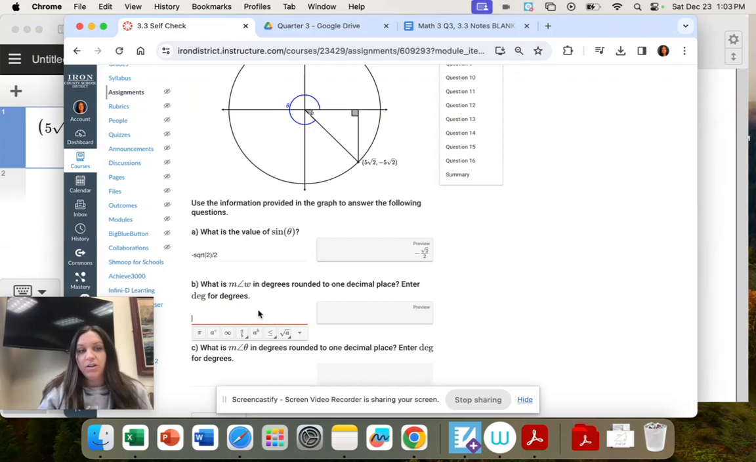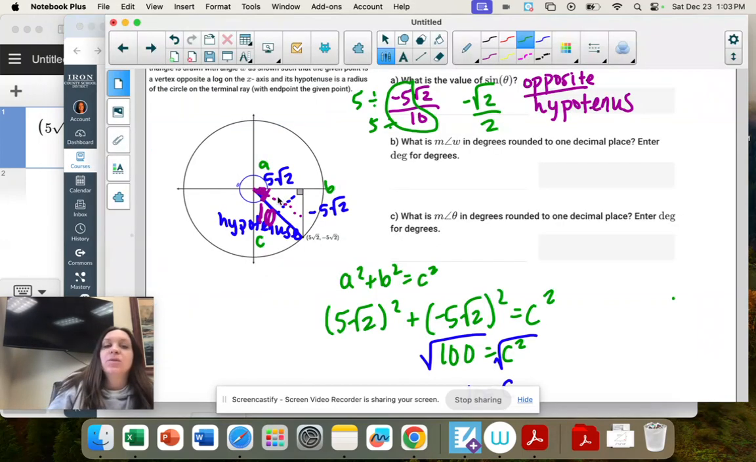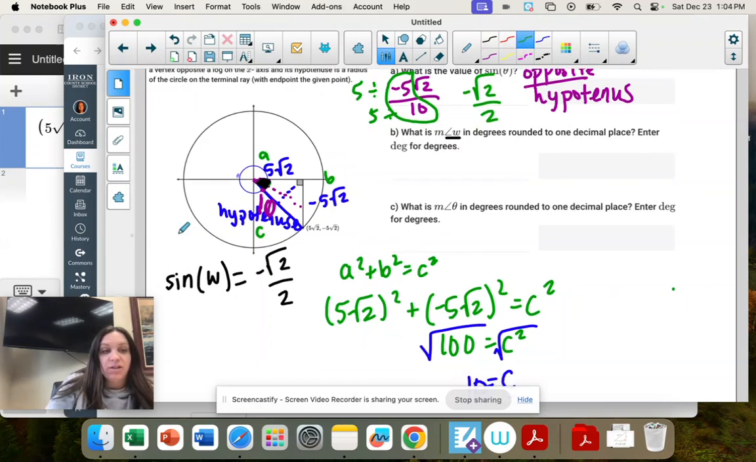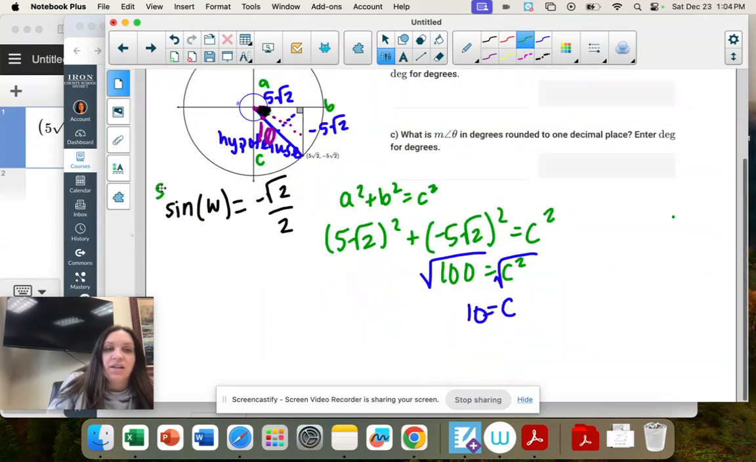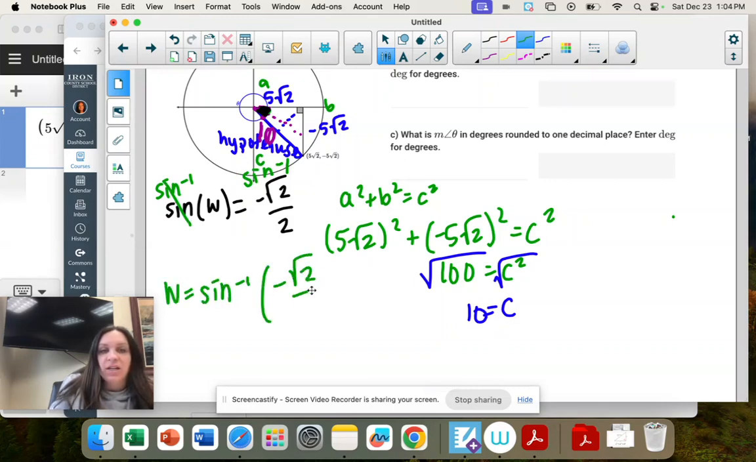And now we want to get our angle measures. So let's start with W. That's what I asked for first. So here's W. And we're going to use that triangle and the sine value that we just found. So negative square root of 2 over 2. To get rid of sine, we take sine inverse of both sides. So W equals sine inverse of negative square root of 2 over 2.